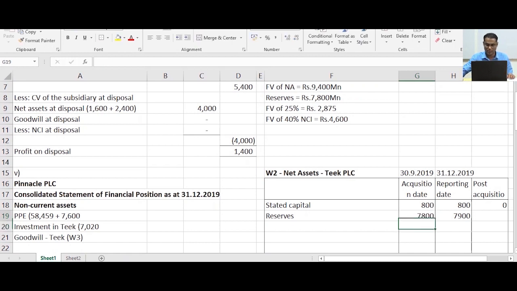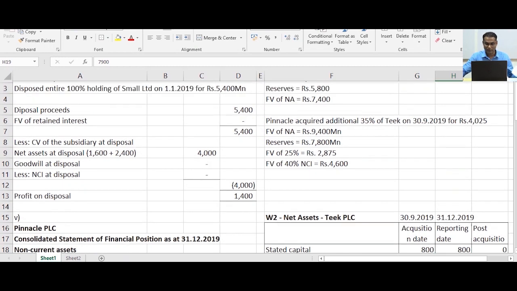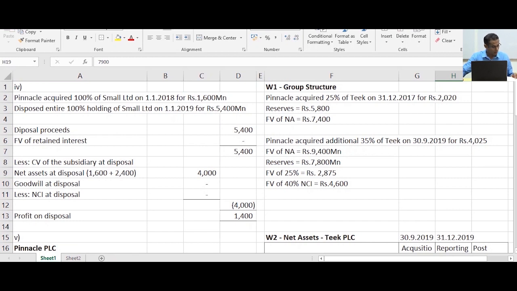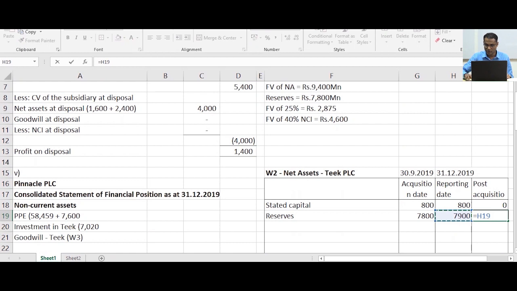Reporting date figure is taken from the statement of financial position of TEEC as at 31st December 2019, which is 7,900. Acquisition date figure was given from the information in the pilot paper under the increase in investment in TEEC PLC, which was 7,800. That means what is the post acquisition? From acquisition date to the reporting date, reserves have gone up by how much? 100. 7,900 minus 7,800. You understood up to now, right?